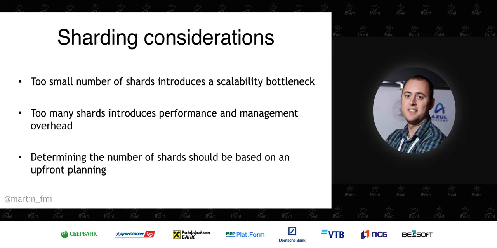Several basic guidelines: too small a number of shards provides a scalability bottleneck, because the more nodes we add to the cluster, Elasticsearch won't be able to allocate new shards automatically. The number of primary shards is defined statically when we create the index. Also, too many shards introduce performance and management overhead. If we, let's say, create upfront 100 shards for our index, and we anticipate a cluster with not more than 5 nodes, then this poses a performance bottleneck and management overhead in managing all those shards in the Elasticsearch cluster. This should be based on upfront planning, and we should carefully set the number of primary and replica shards. Next slide.